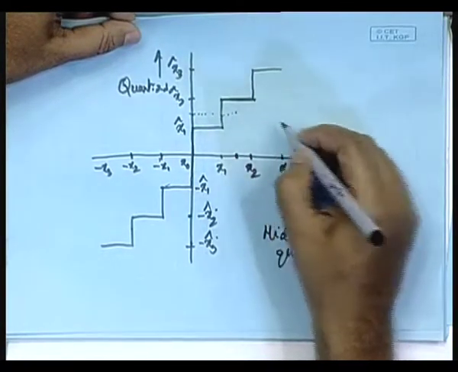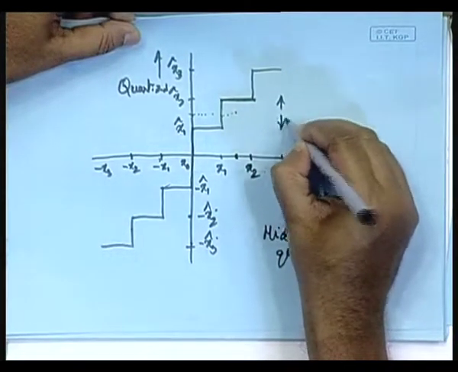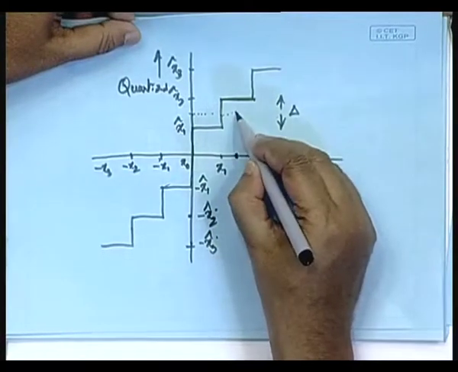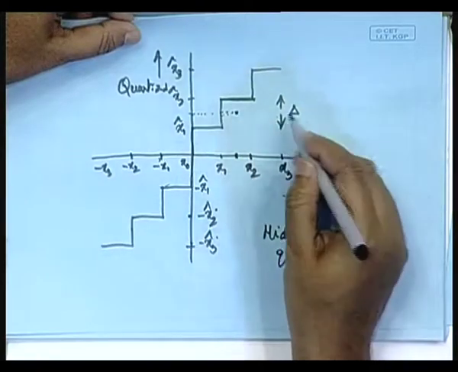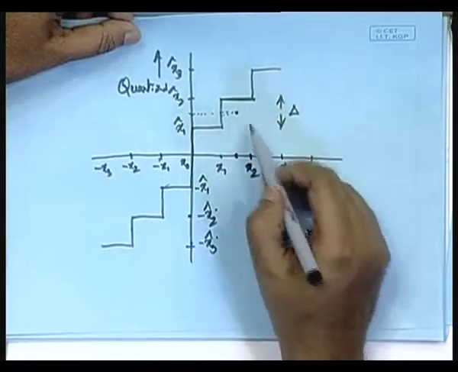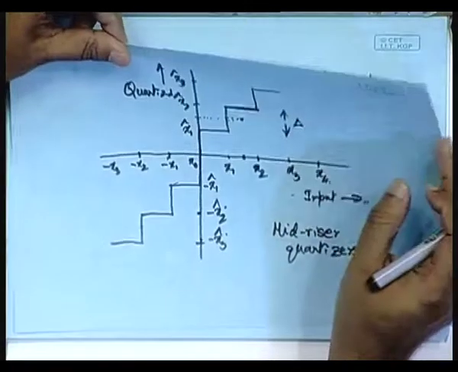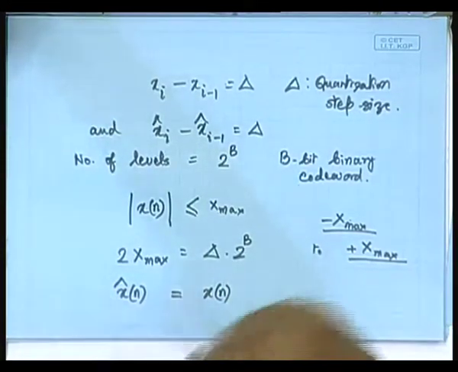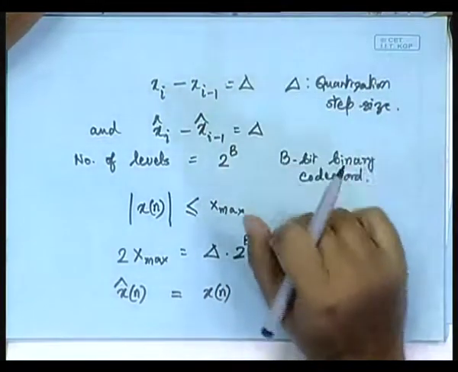So, this total step size being delta, this being equal to delta, that is the step size, you can see that whereas the actual value should have been somewhere over here, we have the quantized value to be x 2. Which means that the maximum quantization error varies from minus delta by 2 to plus delta by 2.